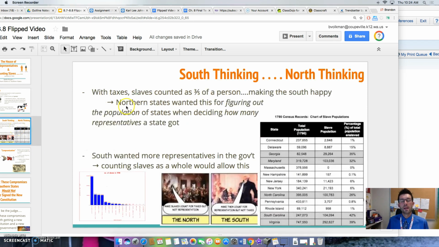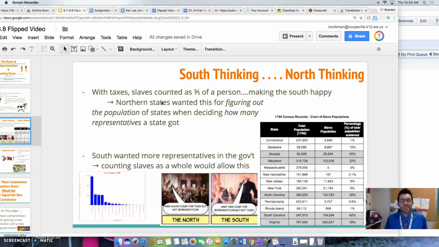In figuring out how much taxes a state should pay, the federal government looked at the population of each state. The more people that lived in the state, the more taxes they paid. Really simple. More citizens, more taxes. Fewer citizens, fewer taxes. Now in the South, slaves were not thought of as citizens, nor even, as we'll learn later, as actual real human beings. They were viewed as farm equipment, for lack of a better word.